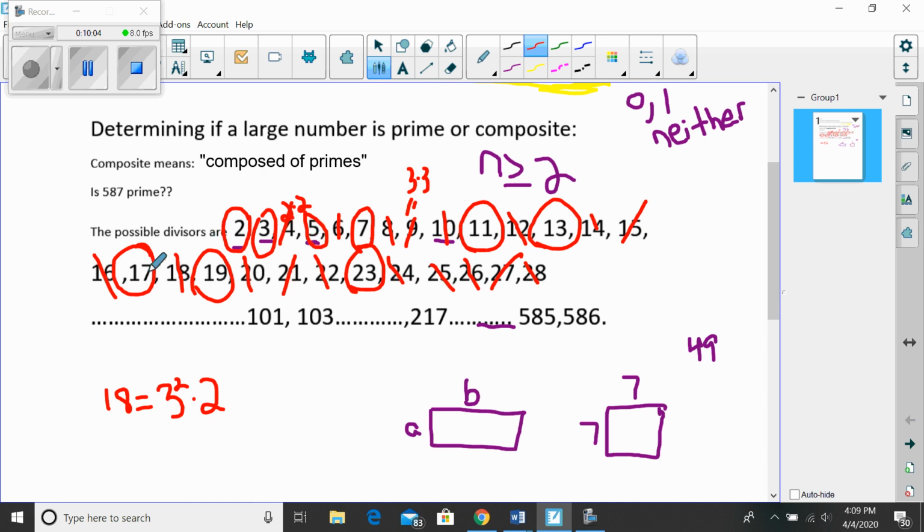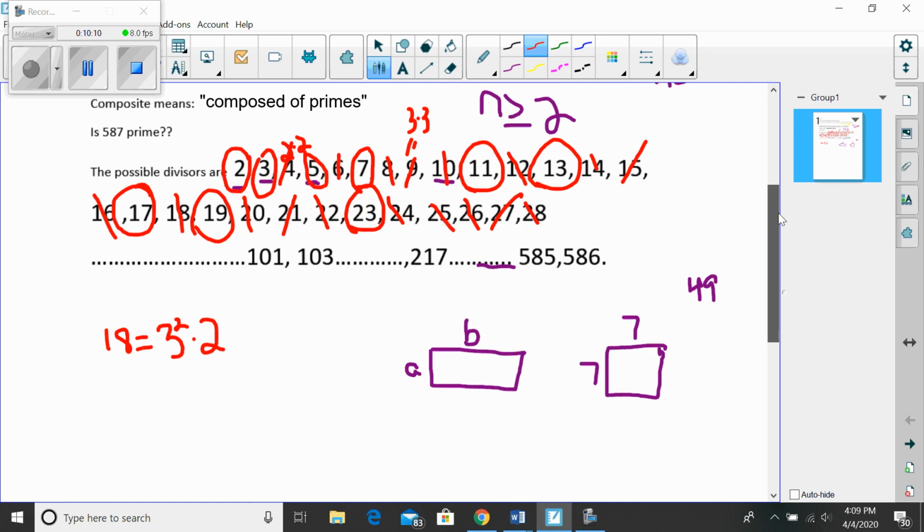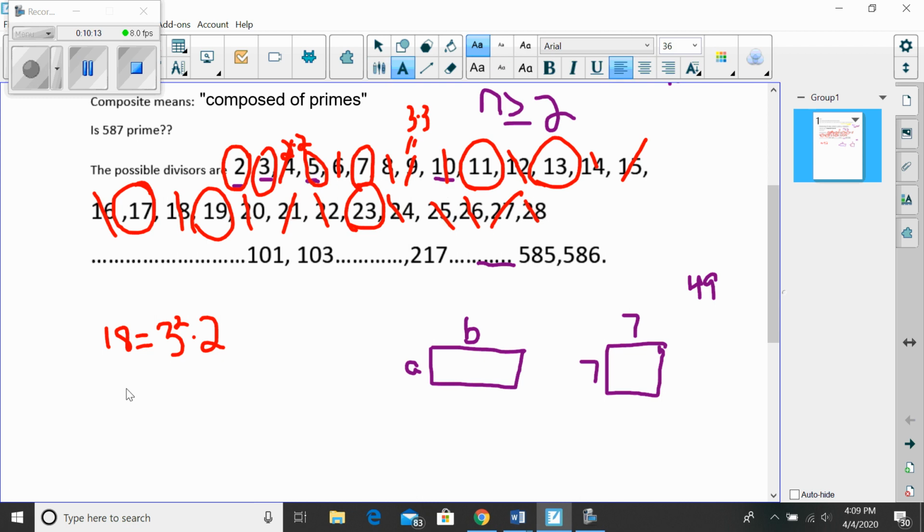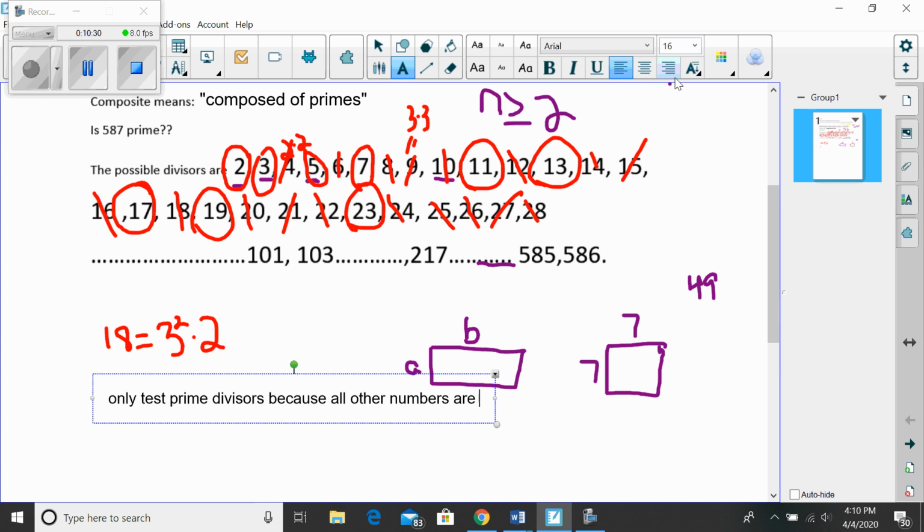So notice what I'm testing. The numbers in this row, if I said, what's special about these numbers that I'm circling? They're all the primes. So that is the first step in making life easier. First step is that I only test prime divisors, because all other numbers are composed of primes. So if that prime number doesn't go in, that prime divisor doesn't go in, so let me word it that way.